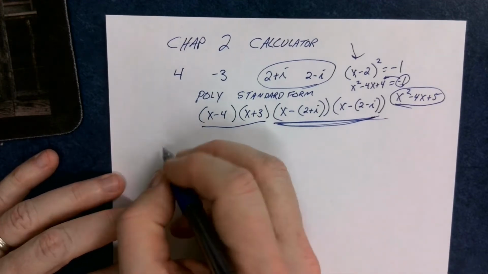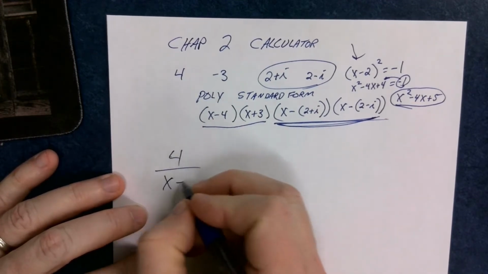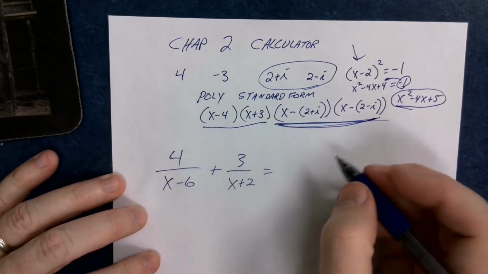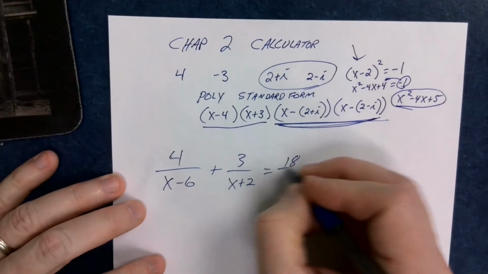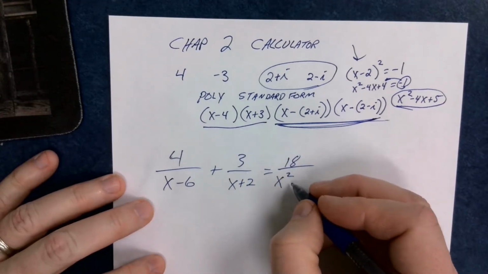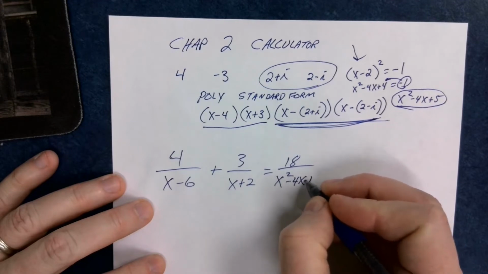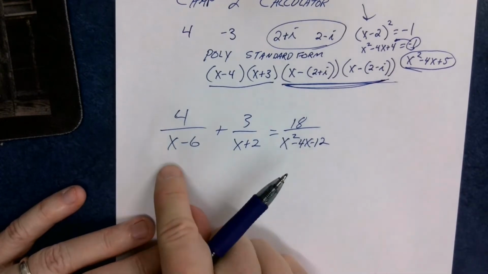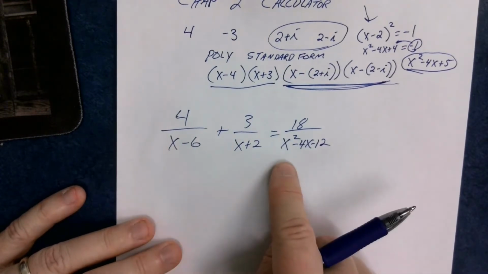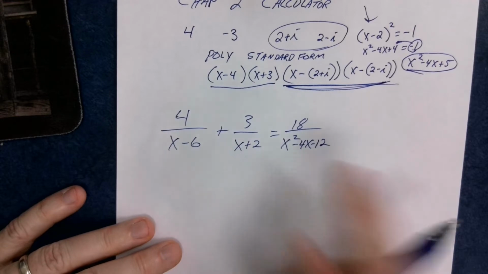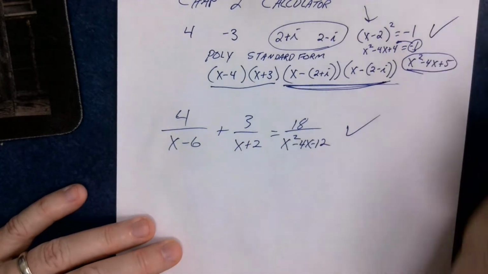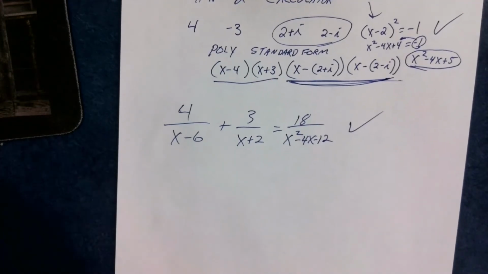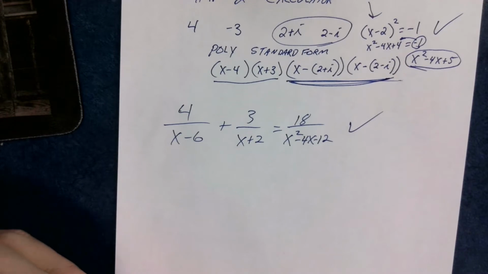There's going to be one like this again, 4 over x minus 6 plus 3 over x plus 2 equals, I don't know, like 18 over x squared minus 4x minus 12. So one of those types of equations. The different thing now is you could solve this algebraically, you could do it just by hand, but you also have your graphing calculator, so again, you can check. So both of these things are ones that your calculator will allow you to maybe get someplace a little bit faster.